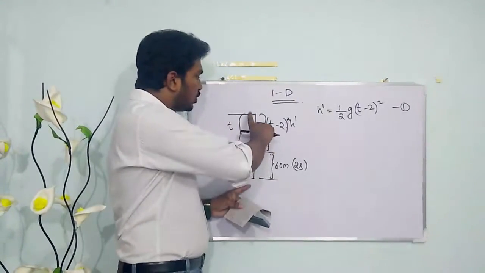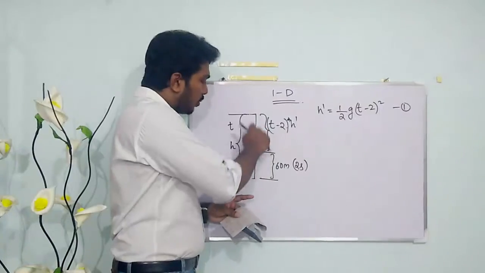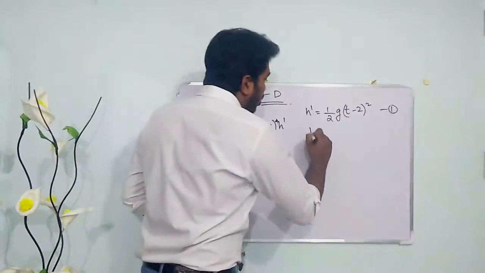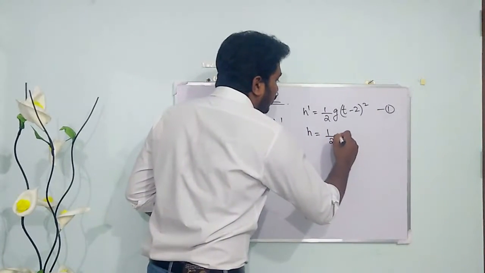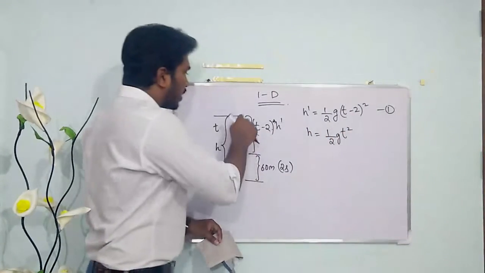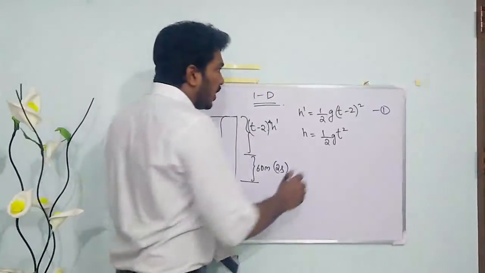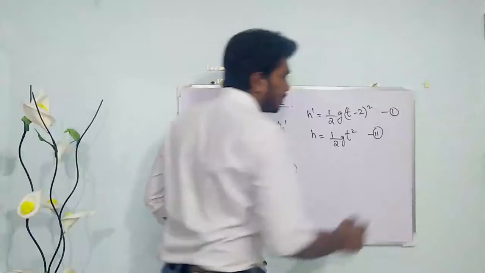Now let's consider the full journey now. From top to the bottom. What is the height I have taken? H. Right? So H will be equal to what? Half g t square. We are considering the full journey in time t to the height h. Okay. And this is equation number 2.